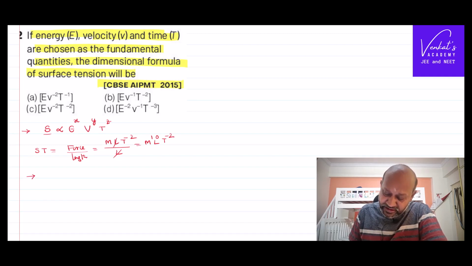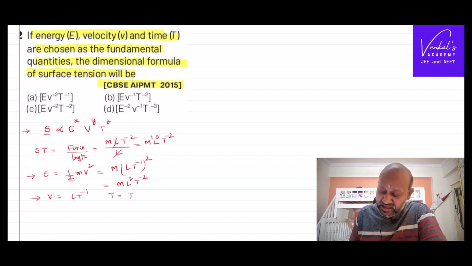Similarly, let us write for energy. We can take any energy like potential energy or kinetic energy. For simplicity, I am taking kinetic energy. Half is a number which won't have any dimensions. Mass has a dimension of capital M. Velocity is rate of change of displacement, L T power minus 1, whole square. So the dimensions of energy is M L square T power minus 2. Of course, the dimension of velocity is rate of change of displacement, L T power minus 1. Dimension of time is time itself.